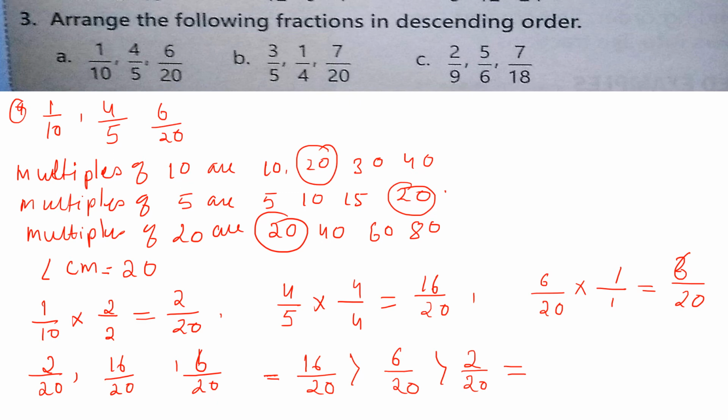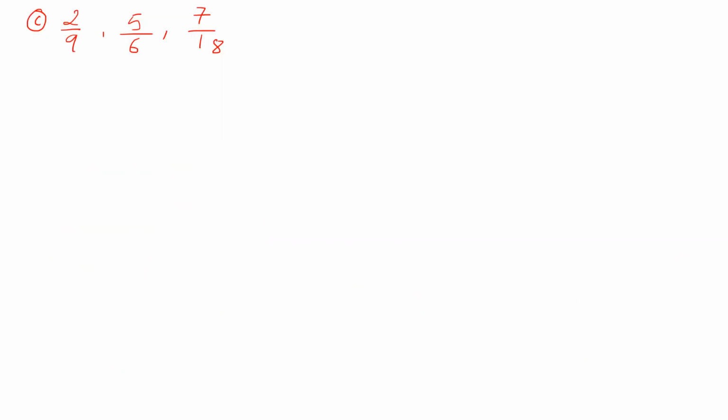So 16 by 20 is represented by 4 by 5. Then 6 by 20 is represented by 6 by 20. Then 2 by 20 is represented by, see here, 2 by 20, that is 1 by 10. So in this way we will do. Now, I am not doing number B, I will do number C. So 2 by 9, 5 by 6 and 7 by 18.